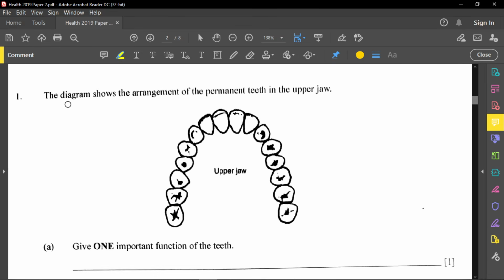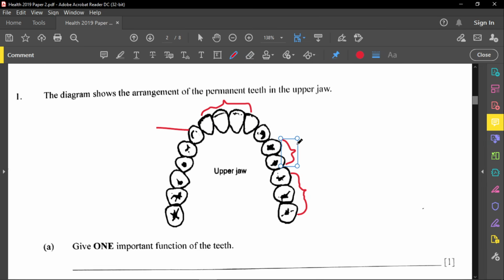This question reads, the diagram shows the arrangement of the permanent teeth in the upper jaw. Before we go to the question, let's label these teeth. The first 4 here, then you'll have this on the side after the first 4, and then the next 2. Remember they are on either side of your mouth. I'm going to label each set, real quickly.